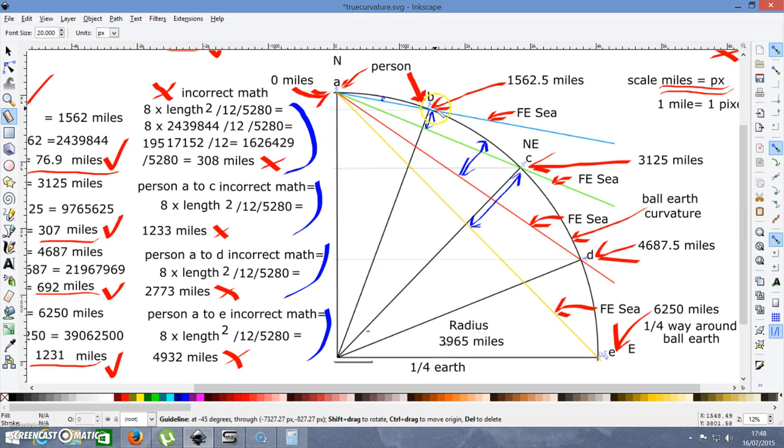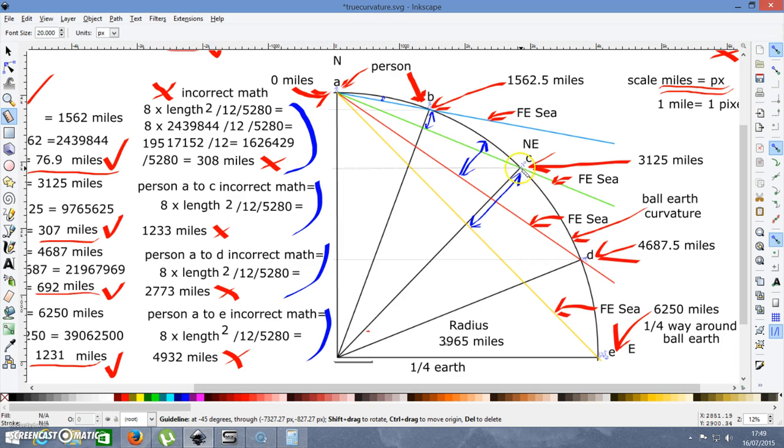So from person A to person B, this is 1,562 miles. From person A to person C, 3,125 miles. A to D, 4,687. A to E, 6,250, which is 1/4 of the way around the ball Earth, taking it as 25,000 miles circumference. So these blue double arrows represent the point where we would measure from sea level to the height of the curve to get our distance on each of these.